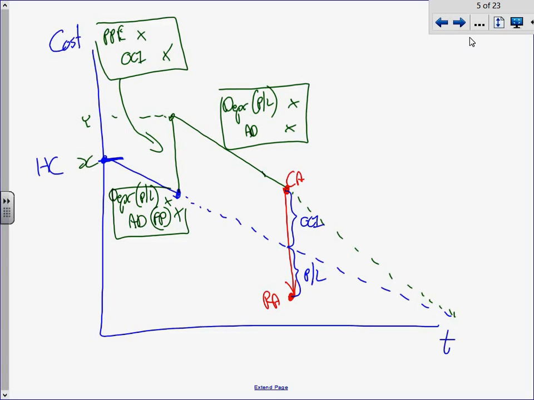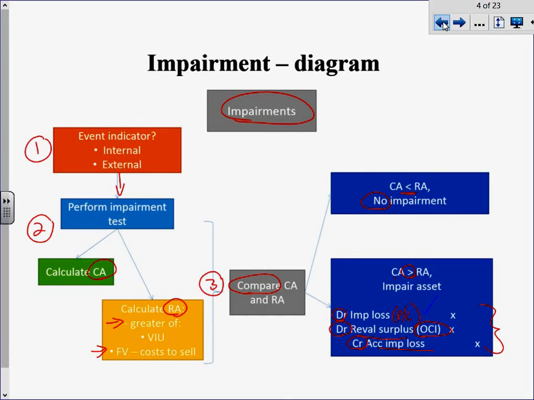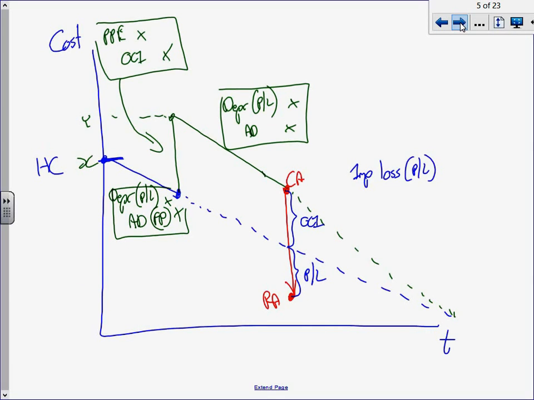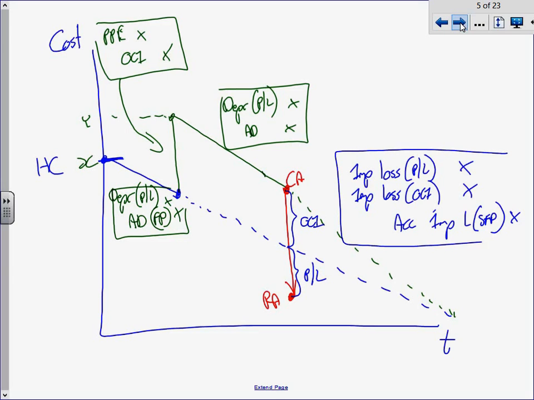So when I do that, I will go debit impairment loss in P&L. That's this one over here. I will then debit, it's actually an impairment loss through OCI, and I will credit accumulated impairment loss in the statement of financial position. Okay. So if the asset had never been revalued, we would have only had an impairment going through P&L. But on an asset that's previously revalued, you will wipe out the OCI. Okay, we'll wipe out the reval surplus by debiting OCI first. Hope that makes some sense. We'll do a detailed example a little later.